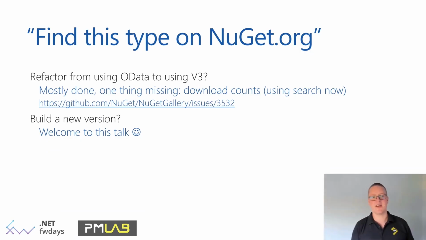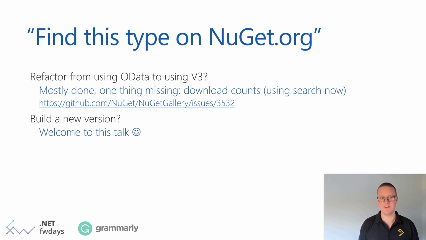Back to slides. Find this type on NuGet.org in ReSharper Rider. Currently it is using that OData API. So ideally, we should be moving it to using the V3 API. That's mostly done. In fact, I think it's already running on that V3 API, or it's going to happen very soon. The only thing is that it's still missing download counts in the API in NuGet.org. There's an issue for that. I hope it gets added at some point, because ideally, if we have search, we also want to have package download counts to provide a little bit of relevance in searching what is available on NuGet.org.